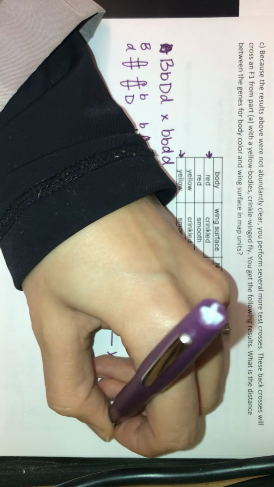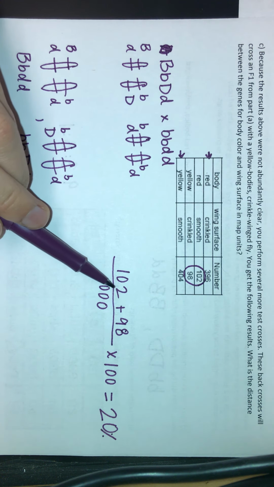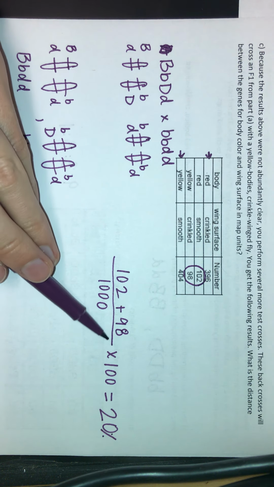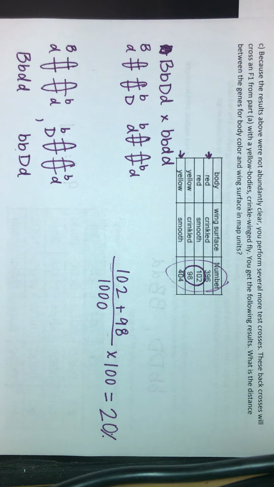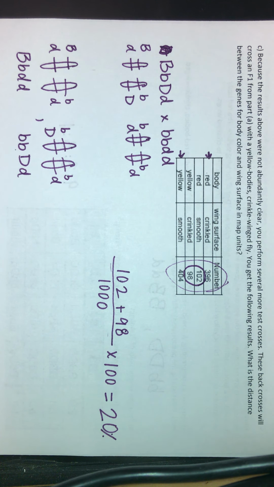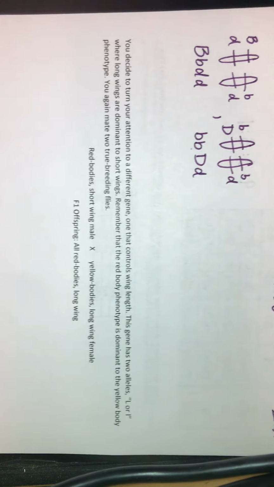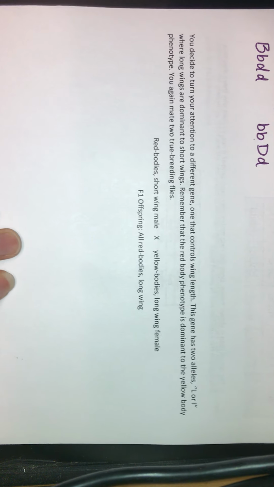So it should come out to 20%. We're taking the total number of recombinants and dividing it by the total number of offspring. So we get 20% on that. Now you decide to turn your attention to a different gene. So I'm just moving on down this problem. You decide to bring your attention to a different gene. This one is controlling wing length.